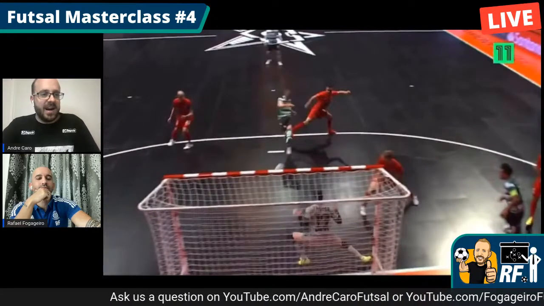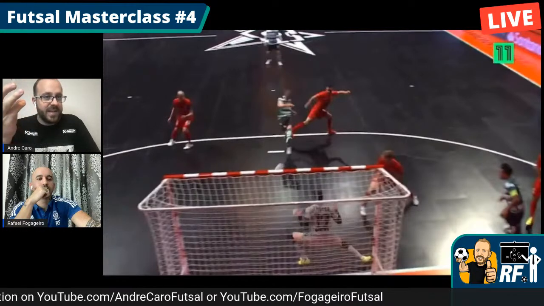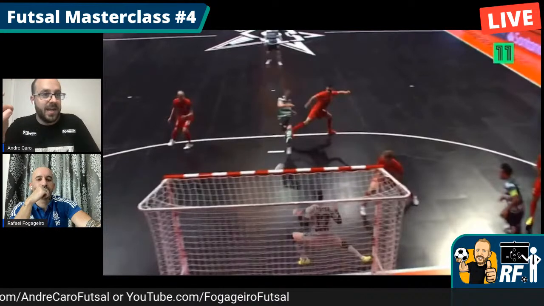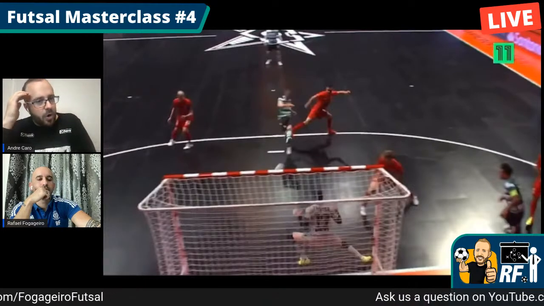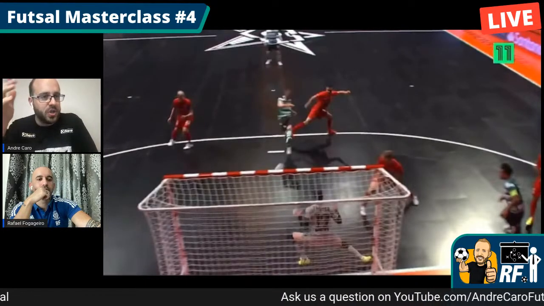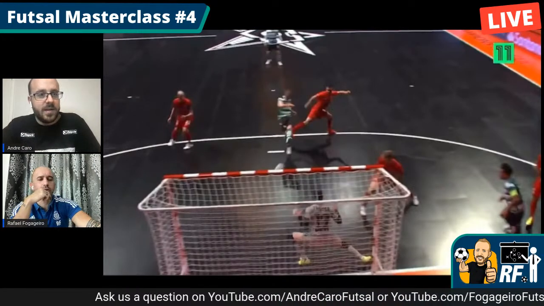We can say the defenders made a mistake, but really the opposition is Benfica, teams from the first division in Spain, teams from the first division in Brazil. So I think the whole point of a corner strategy is to surprise the opposition, correct? Yes, of course, correct.